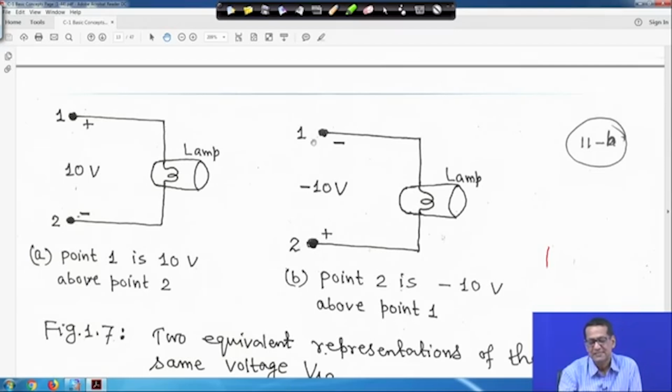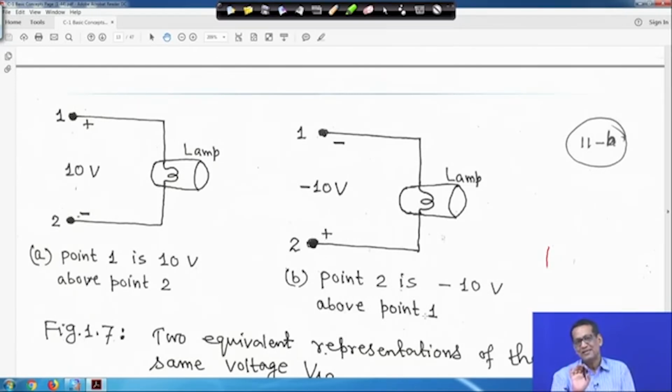Similarly, if this is 1, this is 2. Now, polarity has changed. Suppose this is minus, this is plus. So, this has been made minus and this has been made plus. This is a plus terminal. So, point 2 is minus 10 volt above point 1.